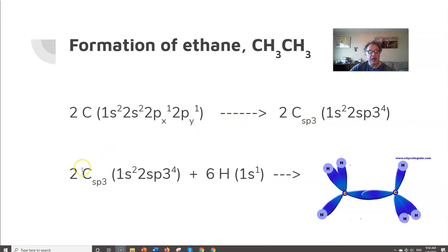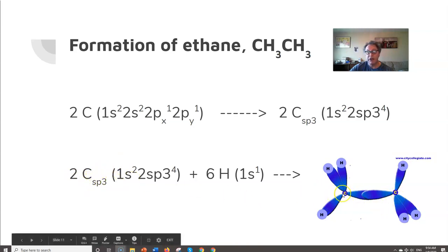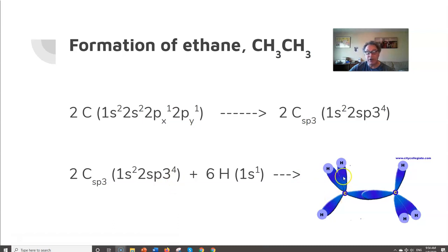And so now, in the formation of ethane, what we have is those two carbon sp3 atoms form a carbon-carbon bond using, right, one electron each, and then use the other 3 electrons in the other 3 sp3 hybrid orbitals to form the carbon-hydrogen bonds, and you have the orbital structure of ethane.